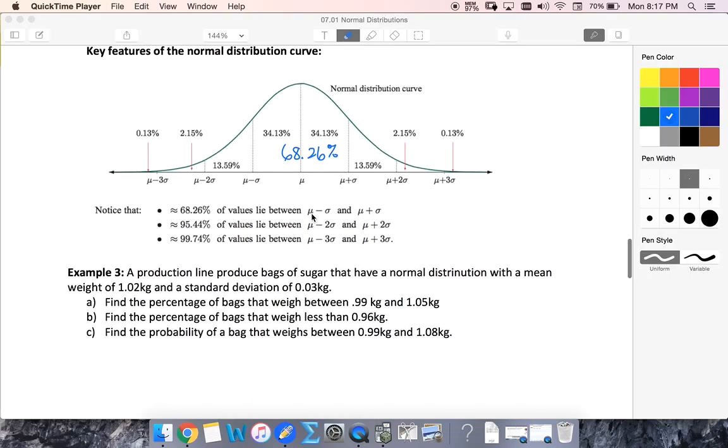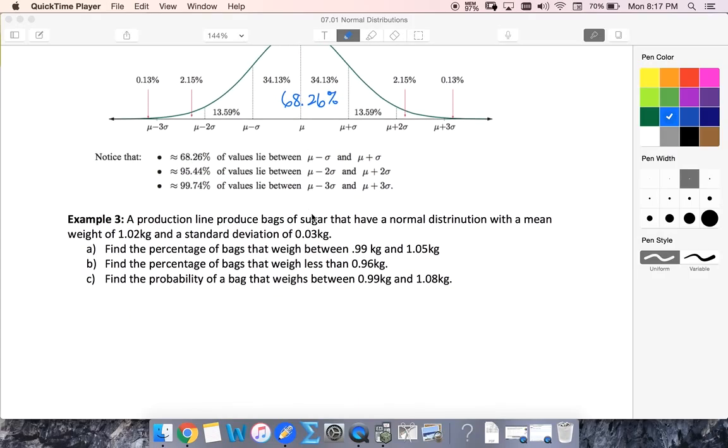So a production line produces bags of sugar. They have a normal distribution with a mean of 1.02. So I'm going to write that down using my correct notation, 1.02, and a standard deviation of 0.03. So find the percent of bags that weigh between 0.99 and 1.05.